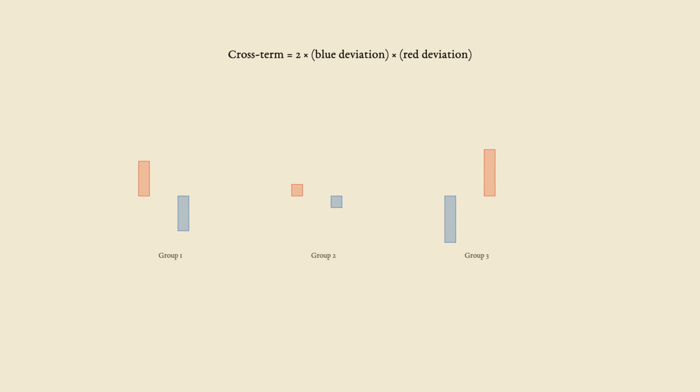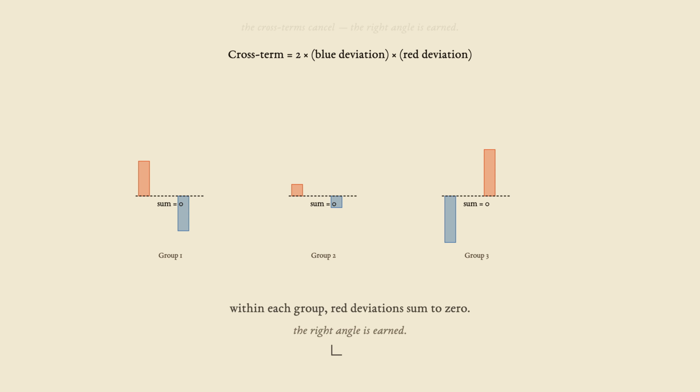Squaring a sum gives 3 terms, not 2: blue squared, red squared, and 2 times blue times red. For the whole equation to hold, those cross terms must cancel. Watch: for each group, the red deviations, how each point sits above or below its group mean, sum to exactly 0. They cancel. The groups enforce it. That 0 is the right angle earned, not assumed.